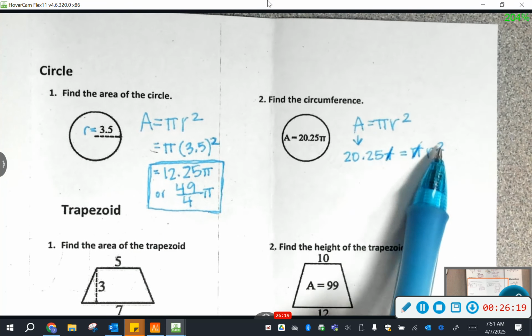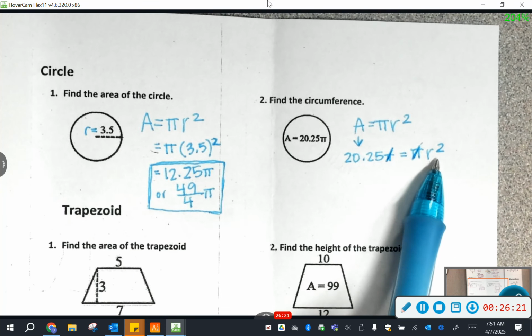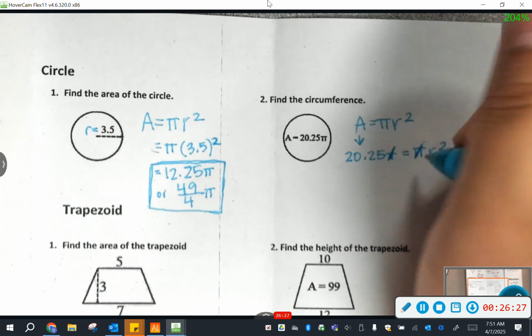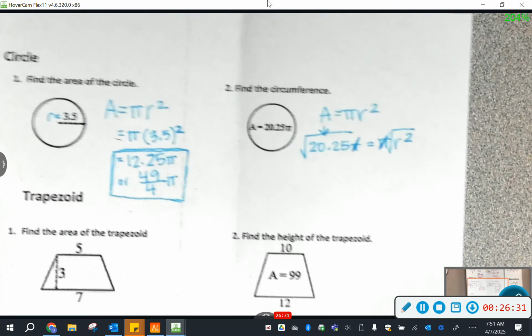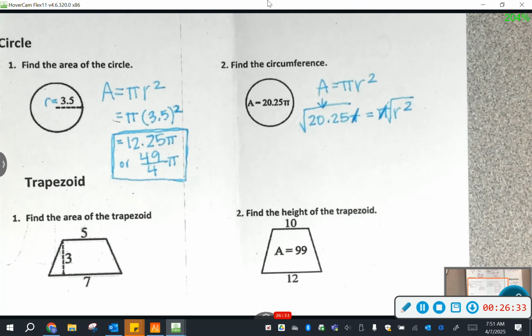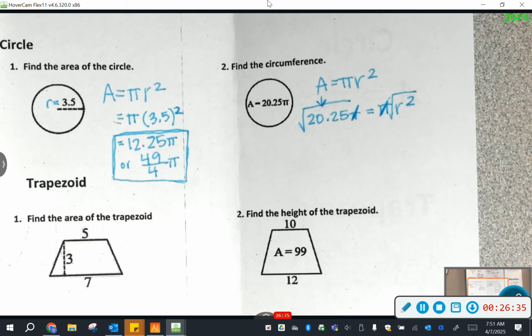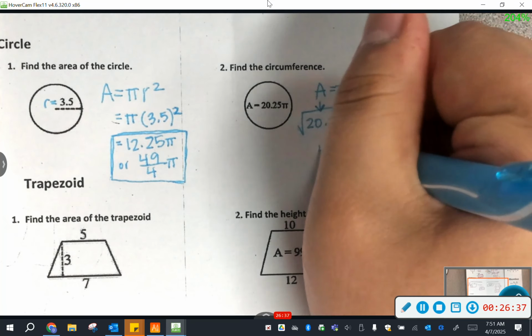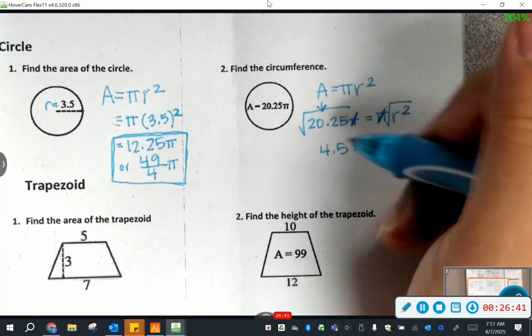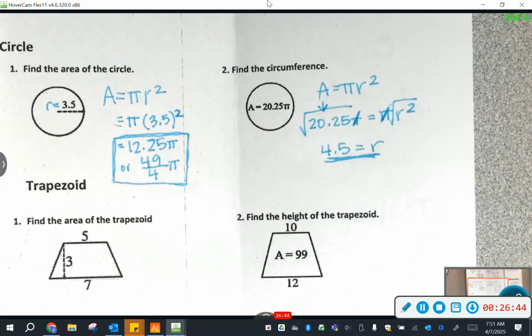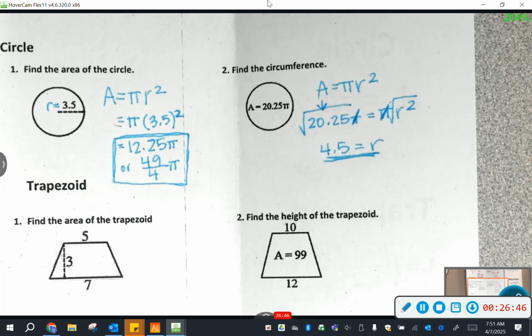How do I get R by itself right here? What's with it? The little squared. How do we get rid of squared? Square root. And what you do to one side, you do to the other. I don't know why it's the same number. We already square rooted that number. Does anybody remember what it was? It was 4.5. 4.5 is my radius.